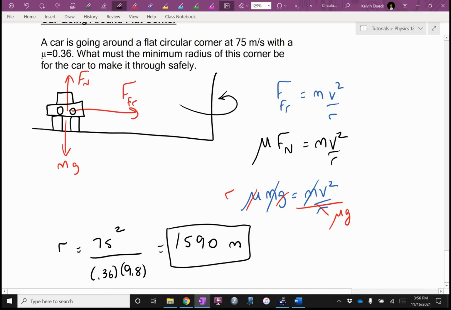If you don't build it at least that large, people will not be able to navigate the corner under these conditions. Well, probably your better bet, yeah. I mean, you can either build a road with a curve more than a kilometer wide, or you can put up a speed limit sign. I'd probably choose the second one, a little cheaper, safer. 75. Wow.